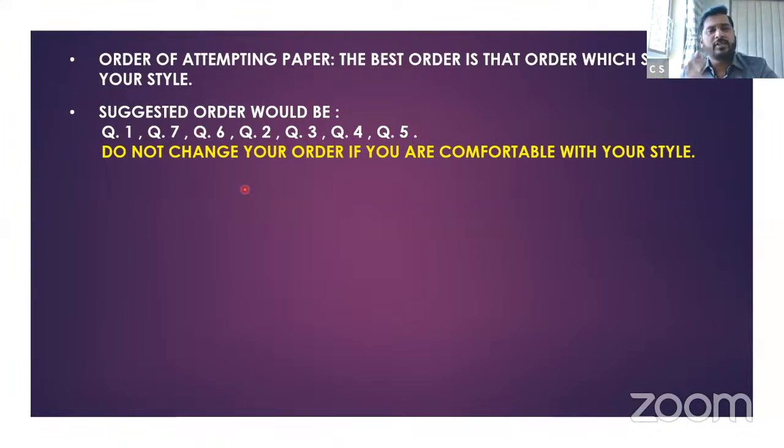And then you can change the order. Question 2, 3, 4, 5, you can attempt 5, 4, 3, 2. Some people say I go completely ulta, in reverse order. I go from 7, 6, 5, 4, 3, 2. No problem. But don't keep objectives at the end.